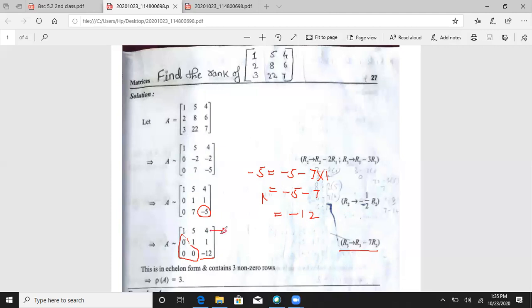This is the first non-zero row. This is the second non-zero row. This is the third. Here 3 non-zero rows are there. That's why rank of A is equal to 3. This is only finding the rank.